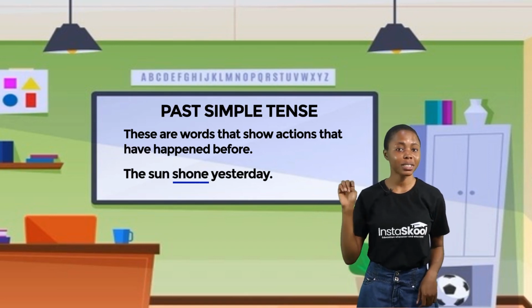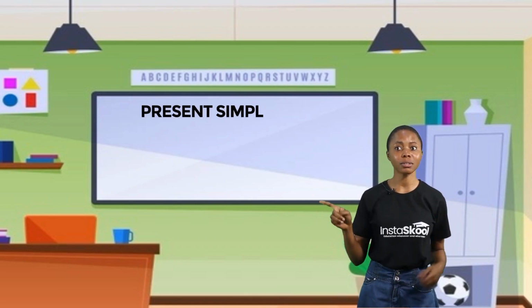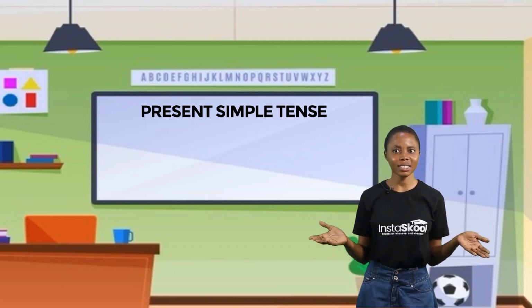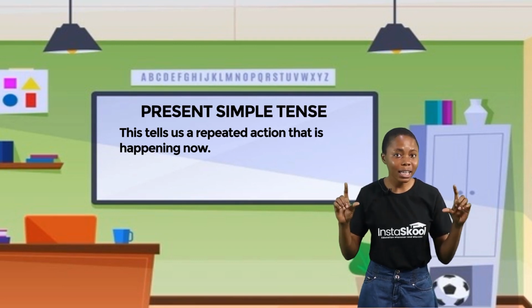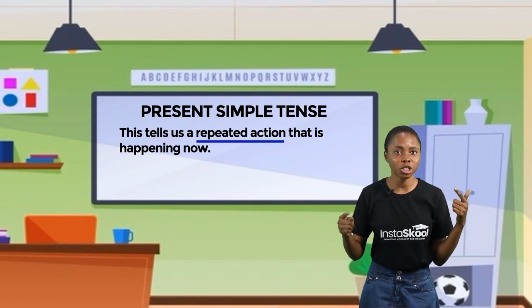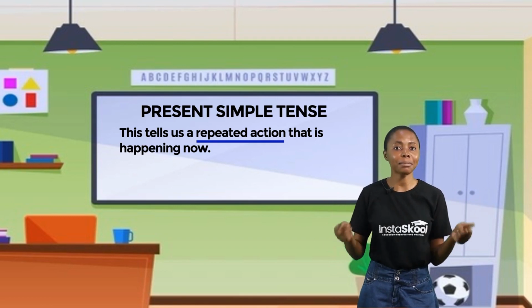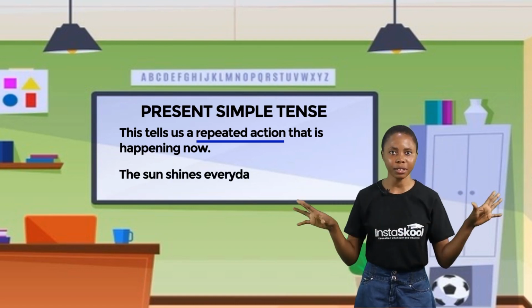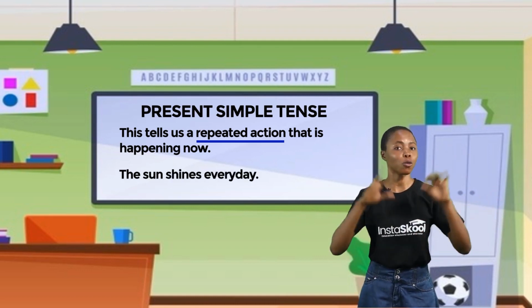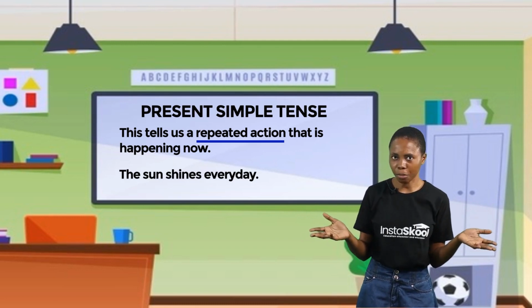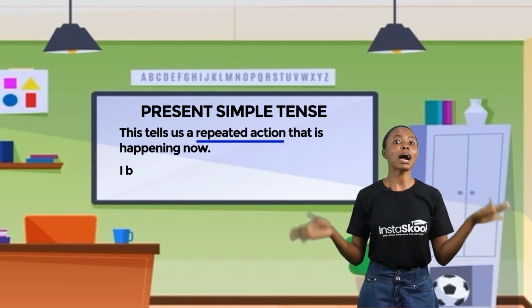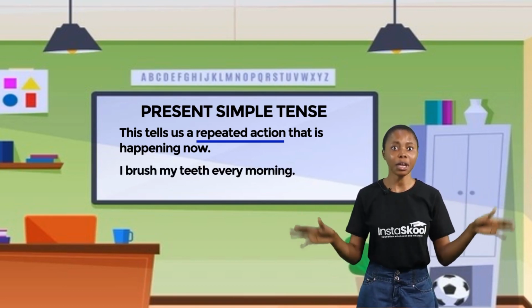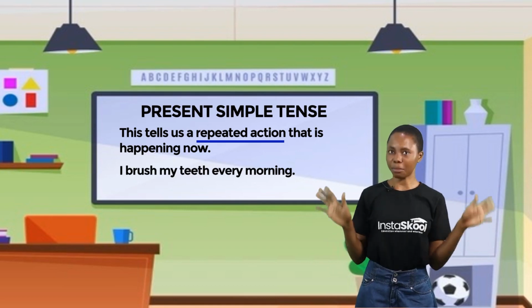Now, the fourth tense we'll be taking is the present simple tense. The present simple tense tells of a repeated action that is happening now. The highlight word there is repeated action. You keep on doing it and it's happening now. An example will be, the sun shines every day. I hope you all know that the sun always shines every day. Well, not every day, but most days. The sun shines every day. A second example will be, I brush my teeth every morning. Every morning, I brush my teeth.